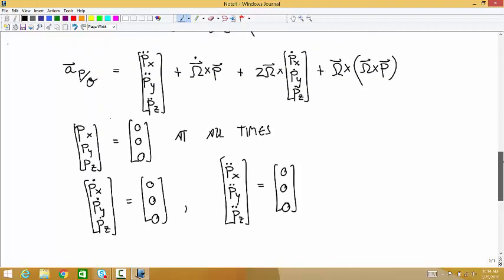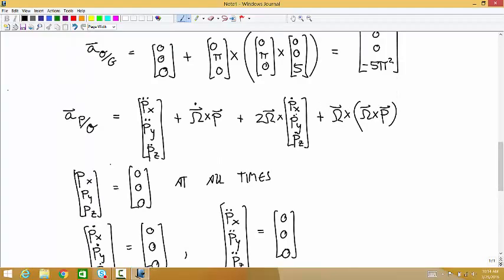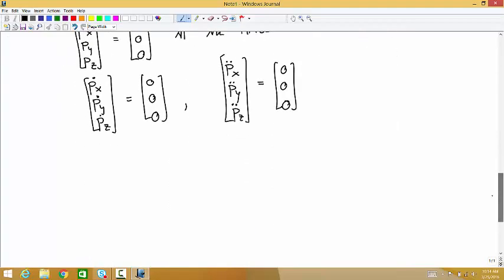Let's see what else we need. We also need to know the angular velocity of the coordinate system. What's the angular velocity of the coordinate system? The coordinate system is rotating 0, pi, 0. And what's capital omega dot? 0. You're right, it's all going to zero out.